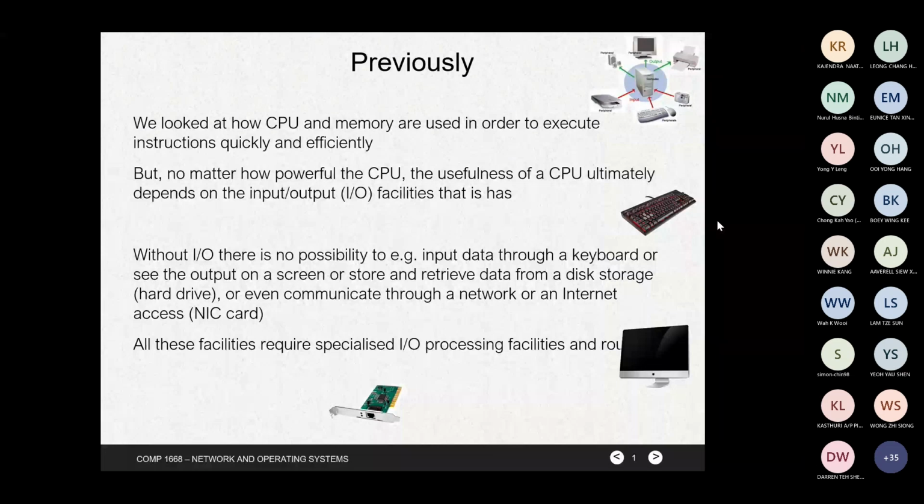Without I/O, without input output, as we all understand, there is no possibility for the input data to be managed into the system, as well as to generate output from the system. I think we all understand this. This is very basic. That's the reason why we need to understand how the I/O works together with CPU, together with memory, so that we understand the operation as a whole.